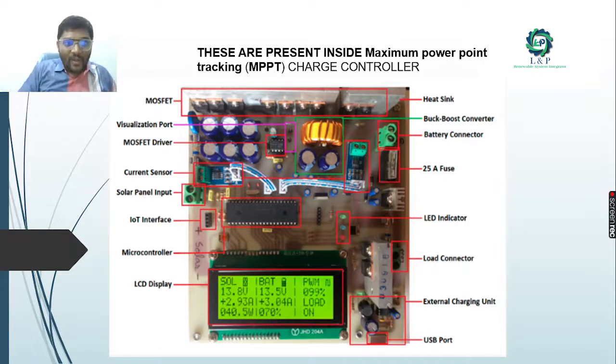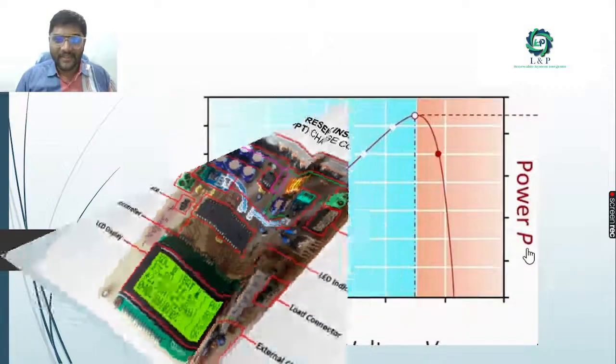And we have MOSFET drivers, microcontrollers, as we told earlier, and an LCD display. See here, we have an interface for IoT, LED indicators, external charging units, USB ports, and most importantly the protection circuit of 25 amps, and we have battery connectors like this. These are the most important things often present inside MPPT charge controllers.